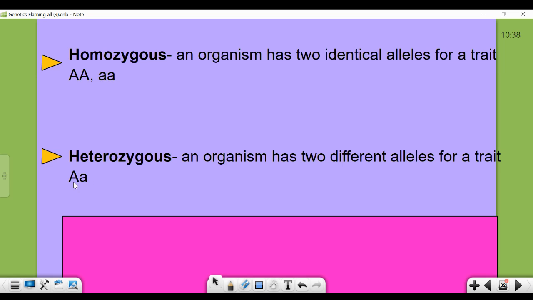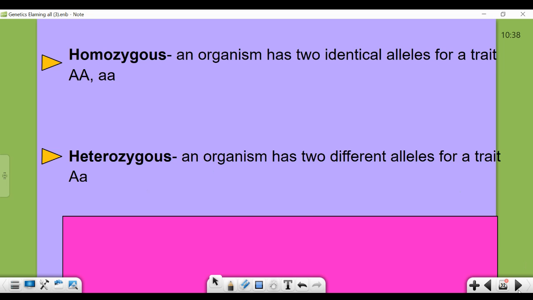It doesn't matter that these are both the letter A and these are all letter A. It matters that the two alleles are both dominant, both recessive, making it homozygous, or they're different, a capital and a lowercase, a dominant and a recessive, making it heterozygous. These are important words to know.